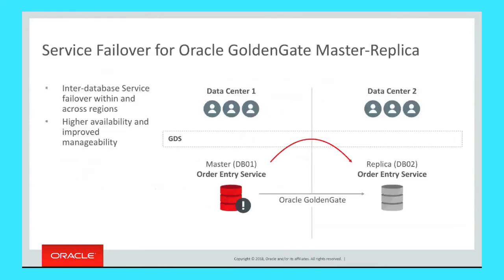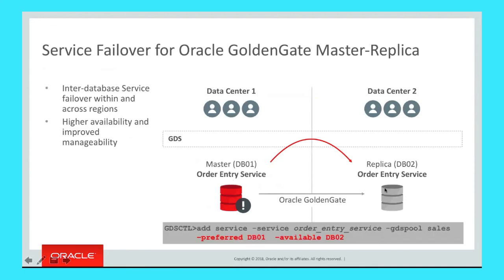So now let's touch upon the use cases of how GDS helps in a GoldenGate configuration. In this example, I'm showing 2 databases, DB01, which is the source, the master, and DB02, the replica, the target. And I have the order entry service that's running on the master. The behavior that I want to achieve is if DB01 goes down, I want my order entry service to fail over to DB02.